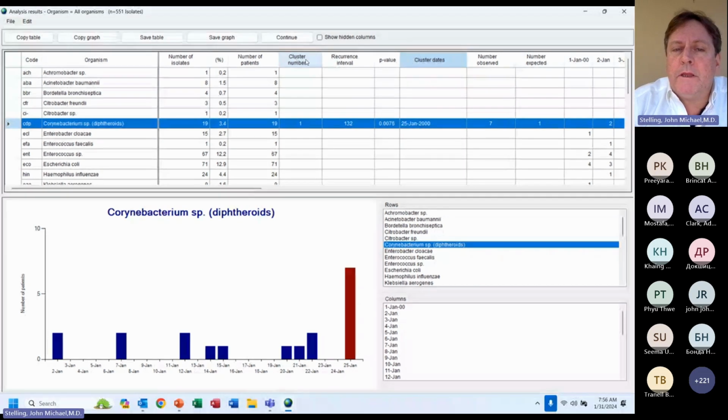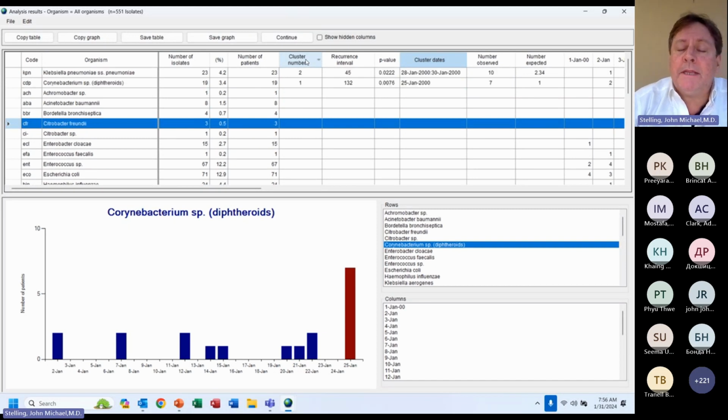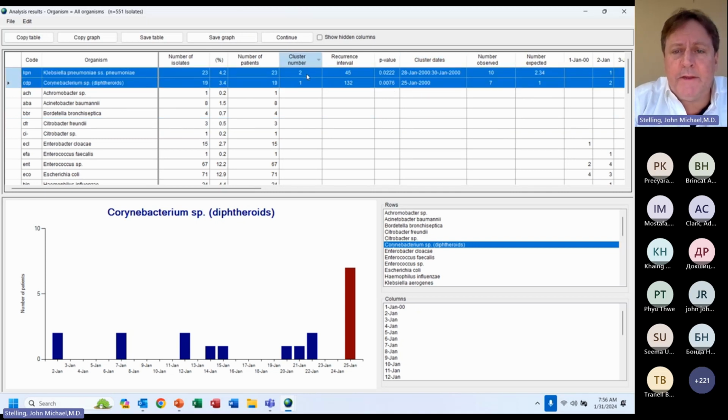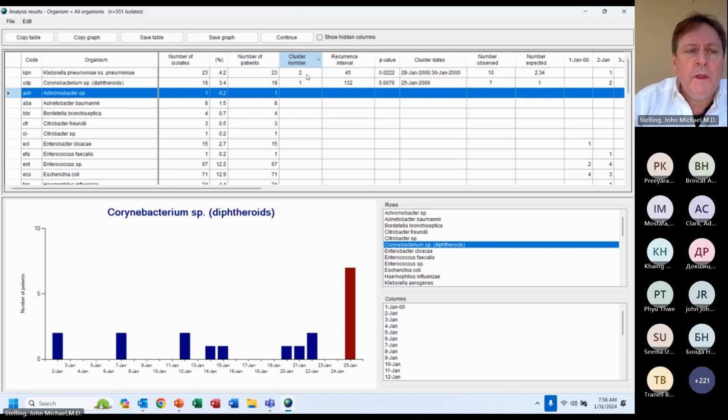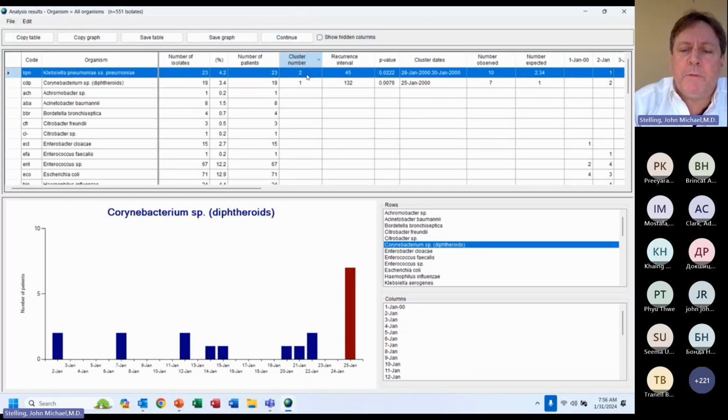Here I am going to click on cluster number once to sort the table. I'm going to click on it again. So that sorts the table. So you can see that there are 2 organisms at the top that have a statistically significant cluster. Here's one of them, the diphtheroids, and that's the graph we are looking at right now. The other one is Klebsiella pneumonia.